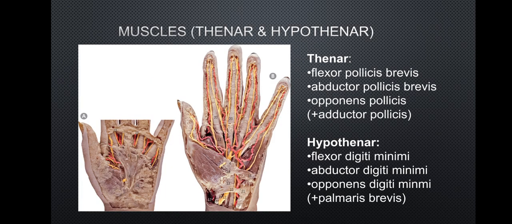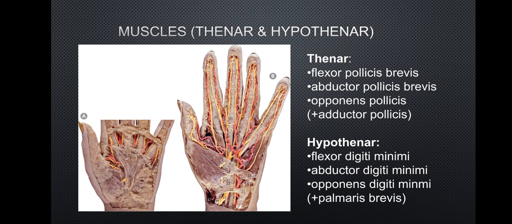Now moving on to the musculature of the hand. Basically, there are two kinds of muscles: the intrinsic group of muscles and the extrinsic group of muscles. Today we are going to focus on the intrinsic group of muscles. The intrinsic muscles are located within the hand itself, and they are responsible for the fine motor functions of the hand.